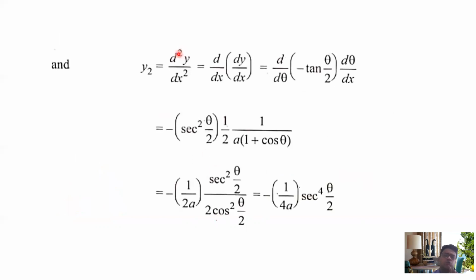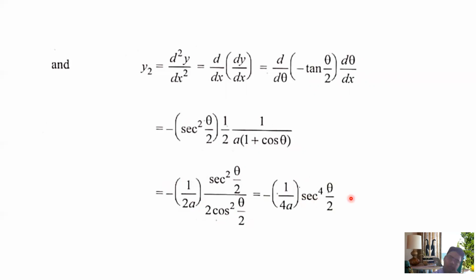So y2 is equal to d square y by dx square, that is d by dx of dy by dx, which is d by d theta of minus tan theta by 2 into d theta by dx. This is the chain rule form: the derivative of minus tan theta by 2 is minus half sec square theta by 2. What is d theta by dx? It is 1 by a into 1 plus cos theta. So after simplification, you have minus 1 by 2a sec square theta by 2 into 1 by 2 cos square theta by 2. Ultimately you have minus 1 by 4a sec to the power 4 theta by 2.